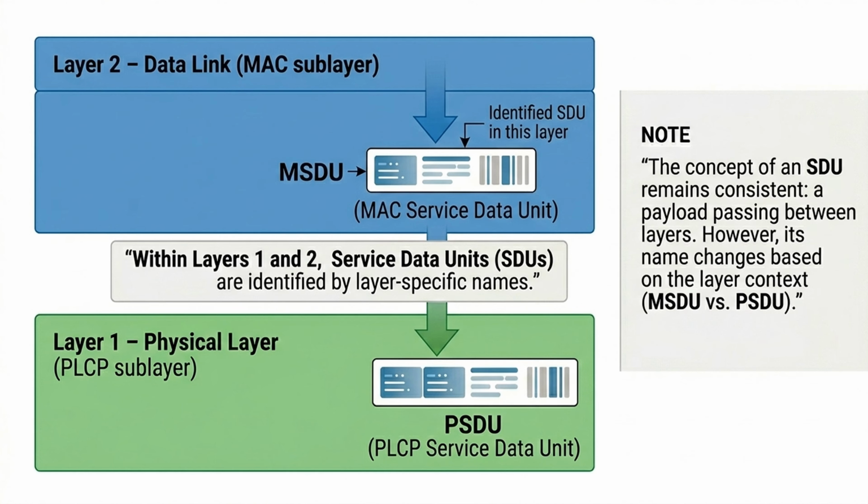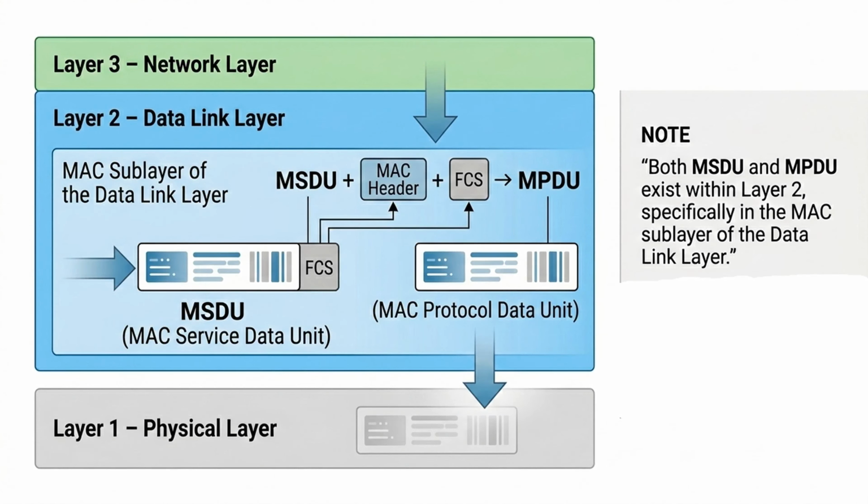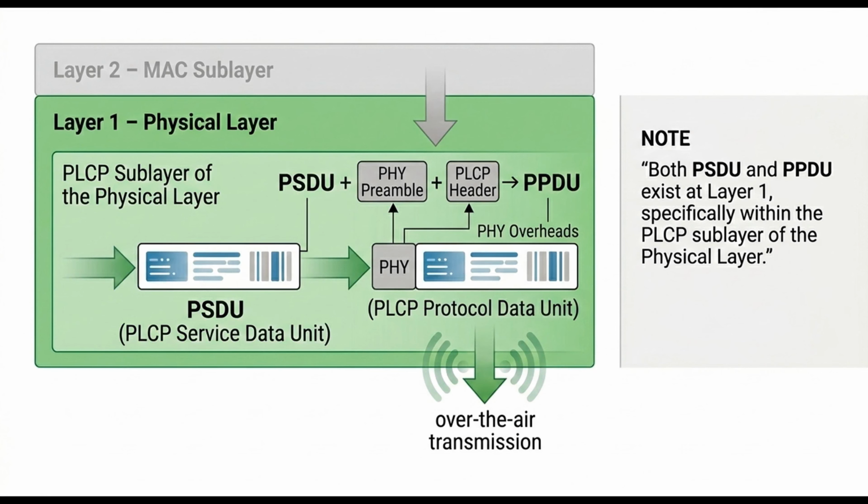The MAC Service Data Unit, MSDU, and MAC Protocol Data Unit, MPDU, exist at Layer 2, specifically in the MAC sublayer of the data link layer. The PLCP Service Data Unit, PSDU, and PLCP Protocol Data Unit, PPDU, exist at Layer 1, specifically in the PLCP sublayer of the physical layer.